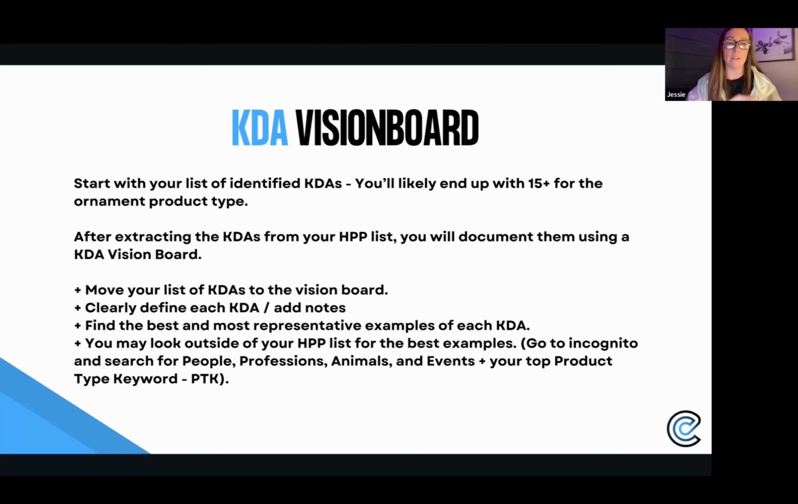You may look outside of your HPP list for the best examples. I got all of my images from inside of my HPP list because it just seemed like there was plenty to choose from. But if you need to go to incognito and look up like a mama ornament and try to find a specific KDA that's representative of it, you can do that too. And then I just screenshot it and pull it into my vision board. I have a Mac.